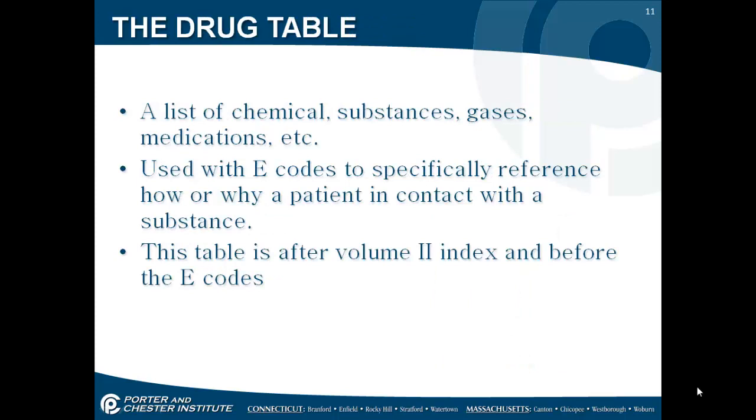There's a section on the drug table. It's a list of chemicals, substances, gases, and medications. It's used with E-codes to specifically reference how or why a patient came in contact with a substance. This table is after the Volume 2 index and before the E-codes.